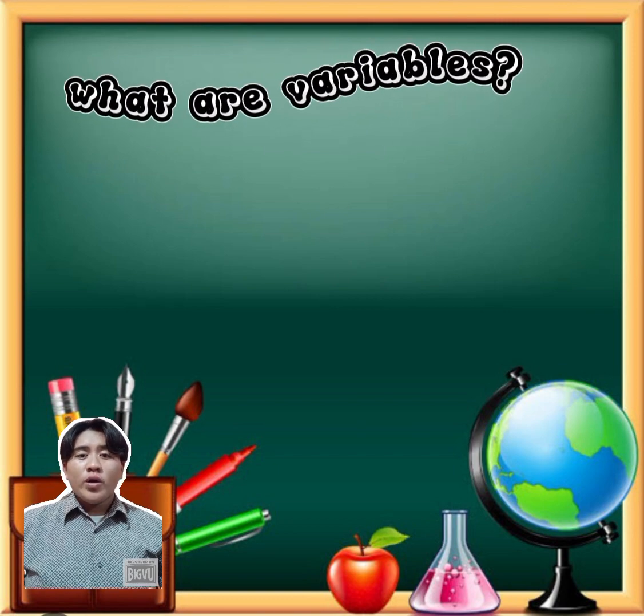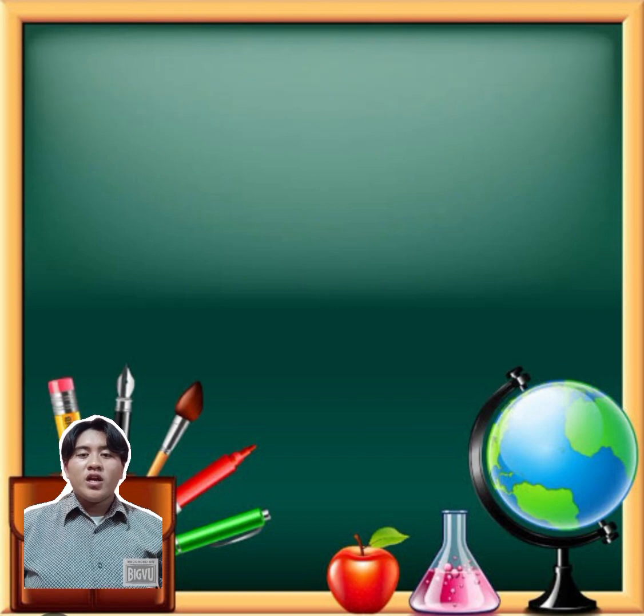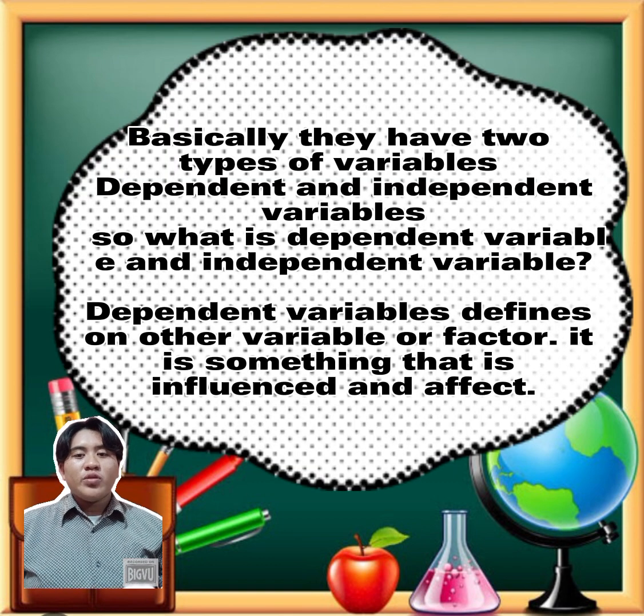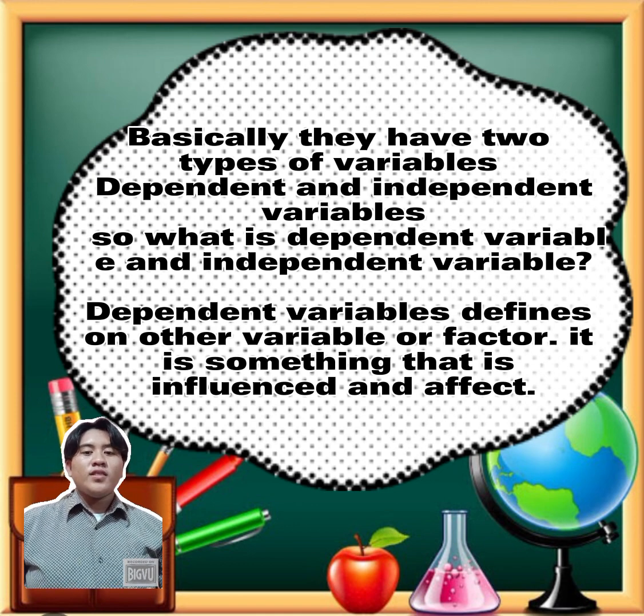So, what are variables? Variables are changing qualities or characteristics of a person or thing, like age, gender, intelligence, ideas, achievement, confidence, and so on, that are involved in your research study. Basically, there are two types of variables, dependent and independent variables. So, what are dependent and independent variables?